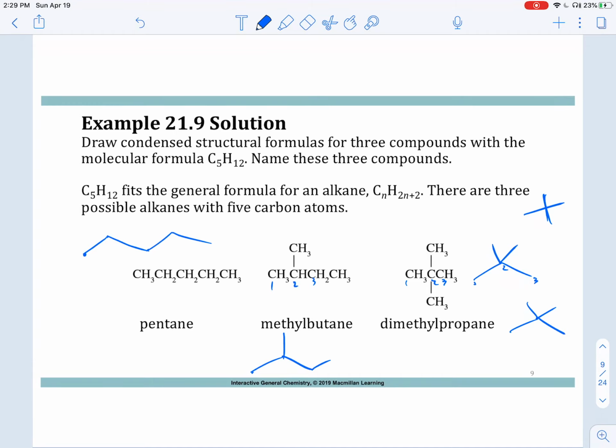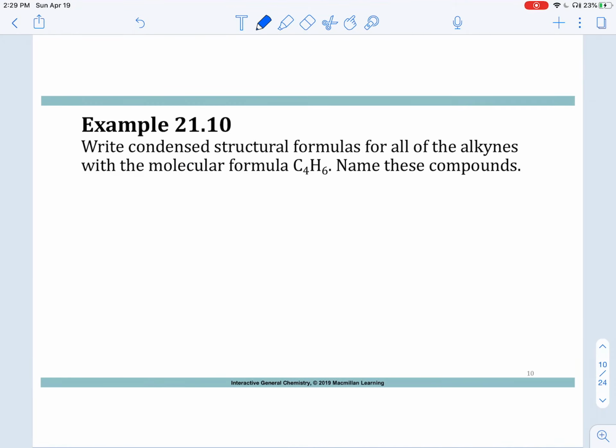All right, a little bit more practice, but now let's bring in the idea of structural isomers, but with alkynes or alkanes. Where can we put double bonds? It says write condensed structural formulas for all of the alkynes with the molecular formula C4H6, and then name those as well. So give that a second. Pause the video and give that a try.